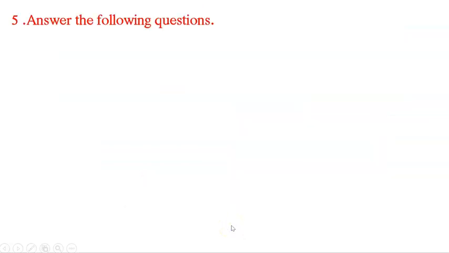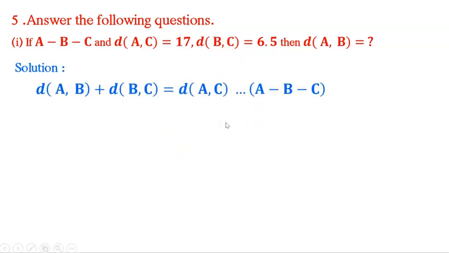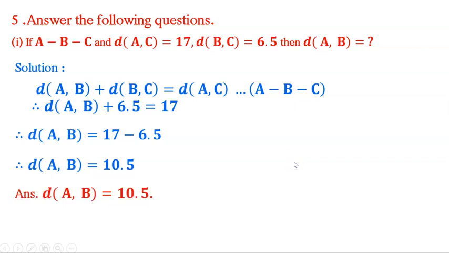Now next, if B lies between A and C, distance AC is 17, distance BC is 6.5. Then what about the distance AB? Now the solution: this is the formula, distance AB plus distance BC is equal to distance AC. Substitute the values: BC is 6.5, AC is 17. Therefore distance AB is equal to 17 minus 6.5. Distance AB is equal to 10.5. This is required. So distance AB is equal to 10.5. Easy questions are there.